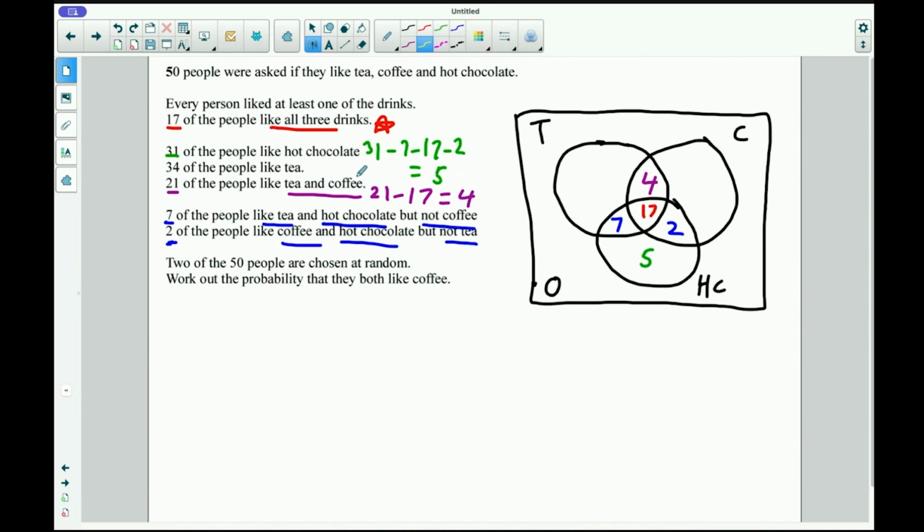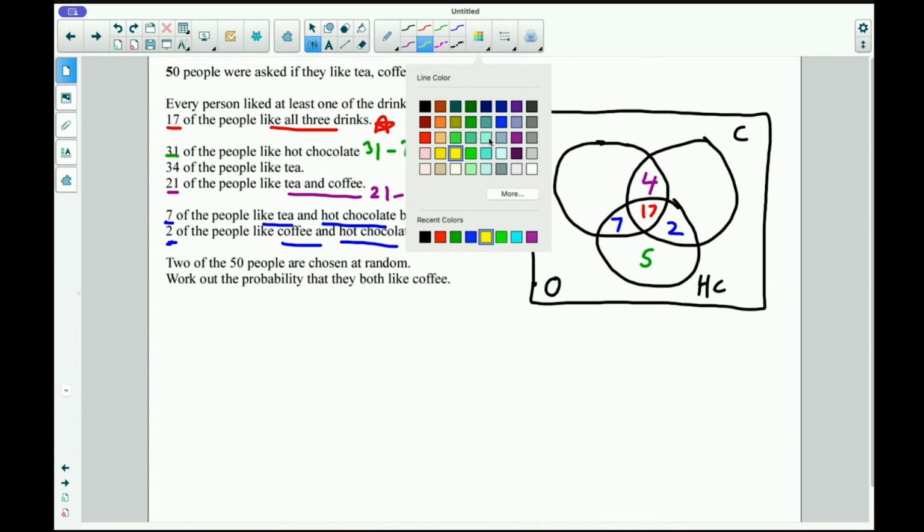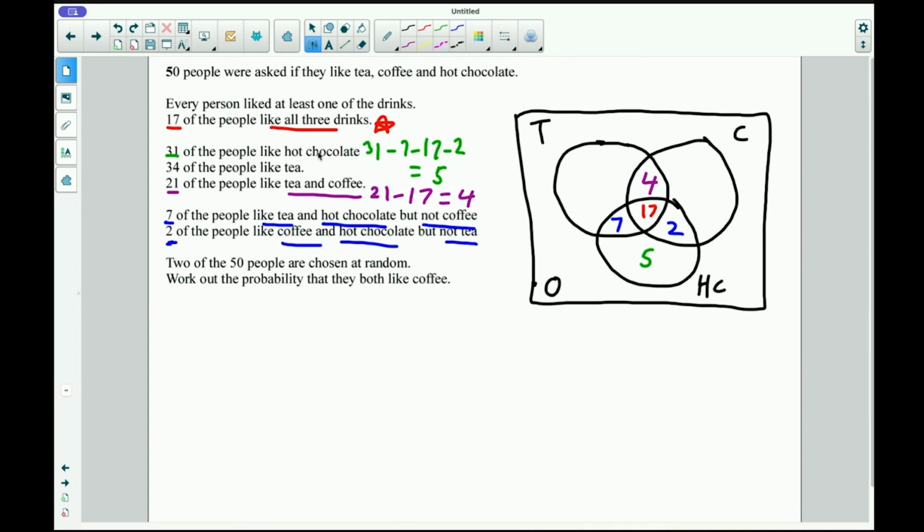So we know that 34 people like tea. I'll do this in, let's go for a cooler color. Let's go for like a mint, a teal, cyan, whatever you want to call it. So 34 people like tea. So all together, if we have 34 people who like it, we've already accounted for 4, accounted for 17, and then another 7. So what is that? 21, 28. So 6 people only like tea. Okay, so 6 people only like tea.